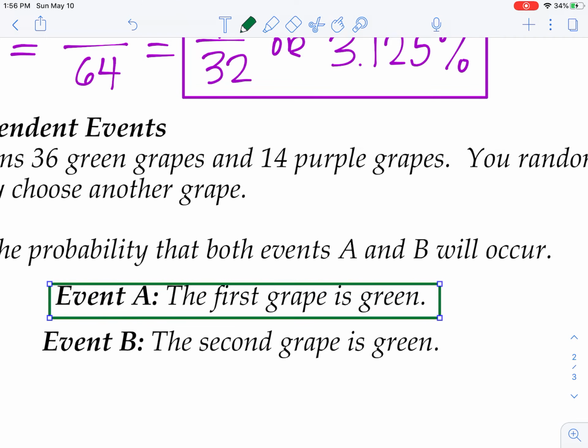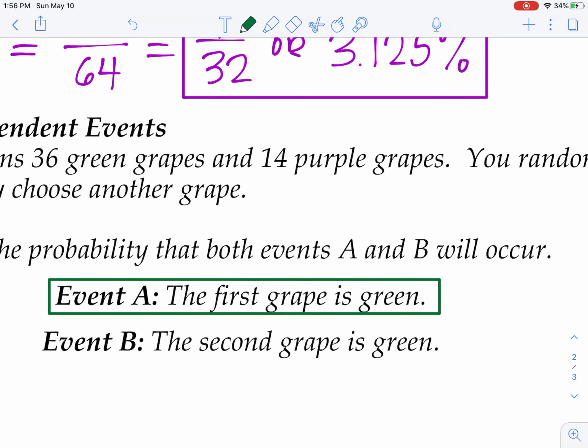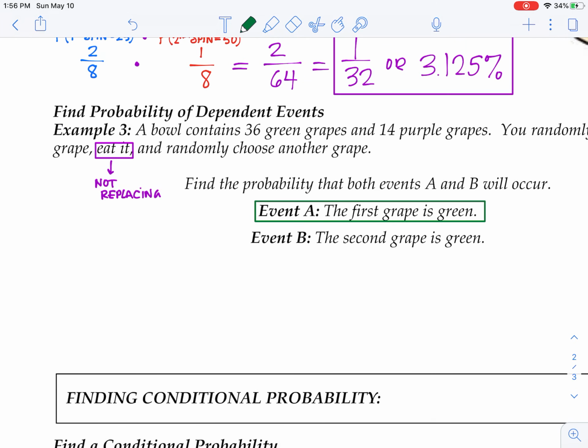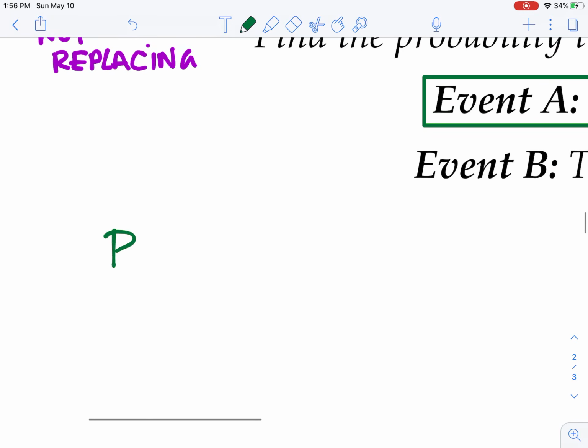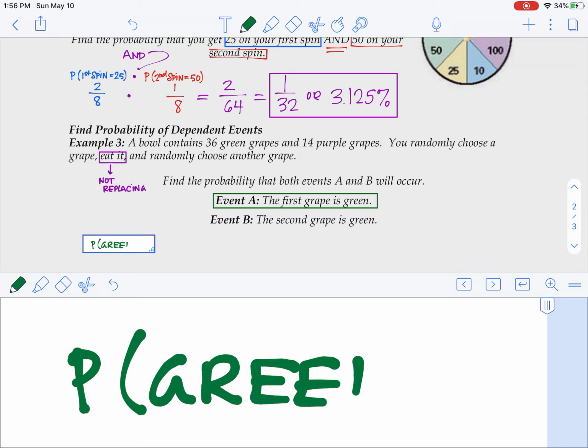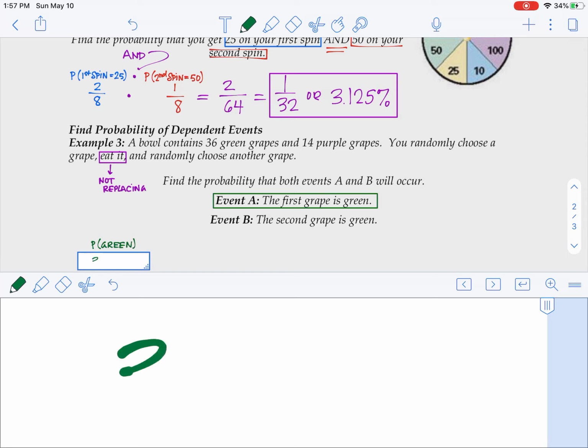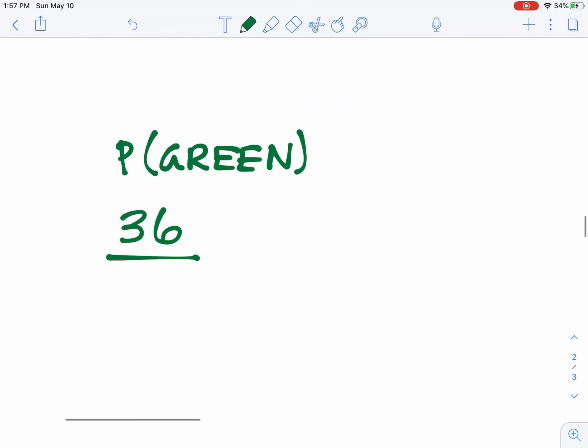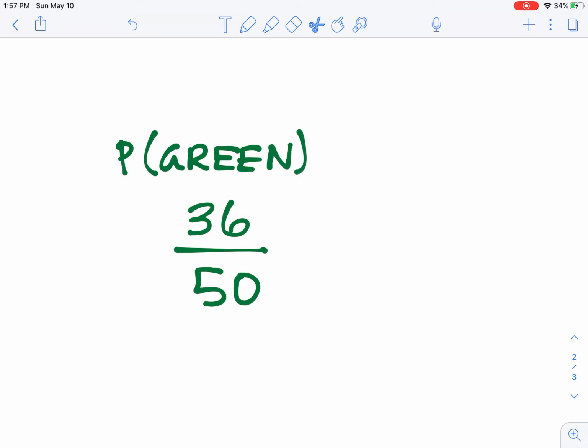So event A, we want to pick out a green grape out of the bowl. So the probability of a green grape, I'm going to use my notation. So they tell us that there are 36 green. They don't tell us the total. However, we could find it out by just adding 36 and 14. So probability of green should be just 36 out of 50. So there's the probability of event A.